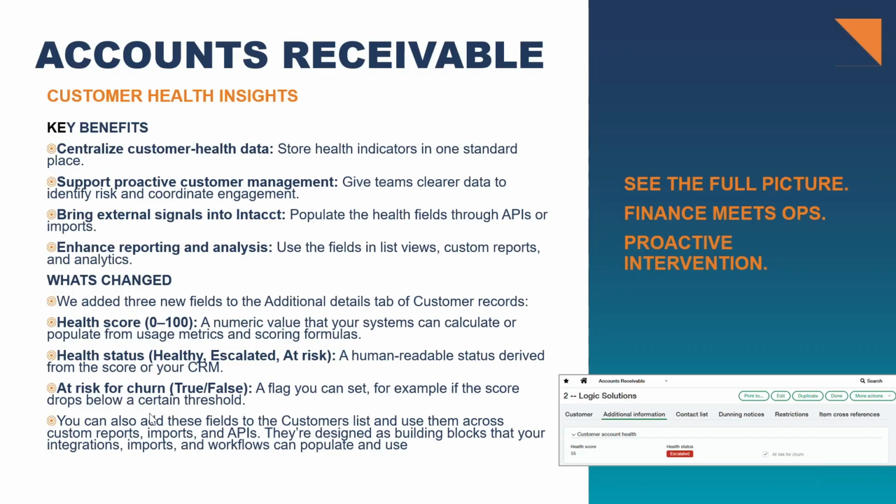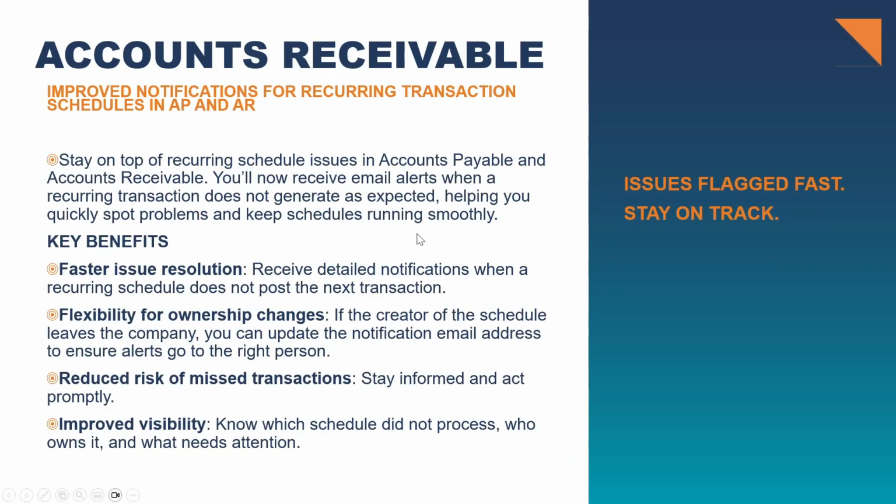Another area in accounts receivable, which also does apply in accounts payable, is the ability to receive notifications when accounts payable or accounts receivable transactions fail to generate. Previously, these failures could really go unnoticed until reconciliation. Now you can assign backup recipients so that automation continues to be monitored even if ownership changes.